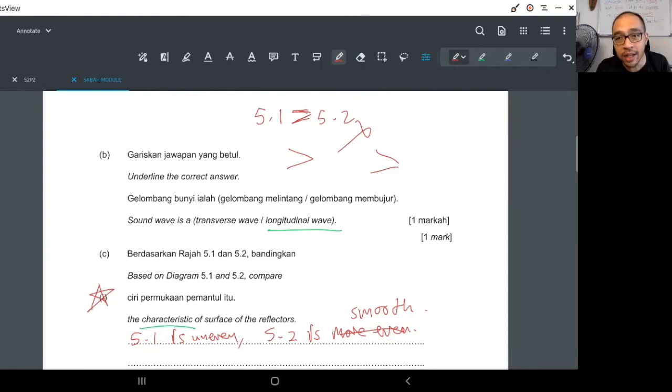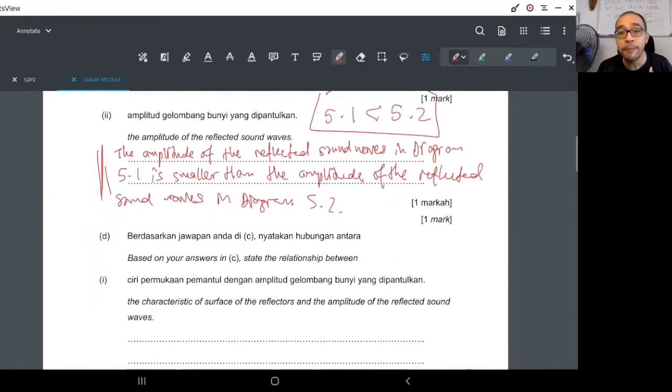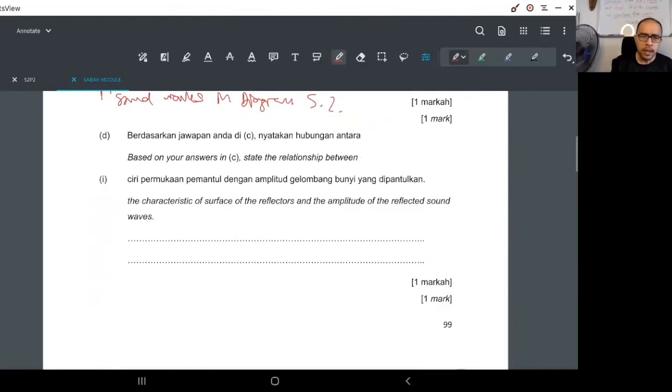I say for this kind of question, write in full sentence. If you don't write in full sentence, my students, I won't even give you anything. I'll immediately give you a 0. Be warned. Okay. State the relationship between the characteristic of the surface of the reflectors and the amplitude.